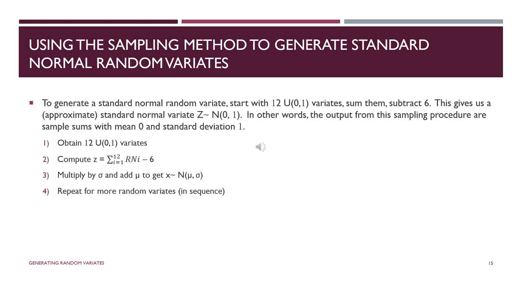Step 3 is then simply using the transform algorithm to go from a Z to an X, using whatever the parameters are from the normal distribution that we're interested in that we started out with. And that's it. It's done. It's very, very simple. It's not great, but at least it's simple, easy to do, easy to understand.